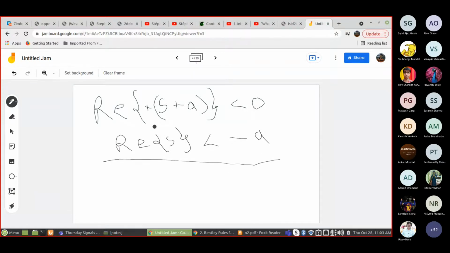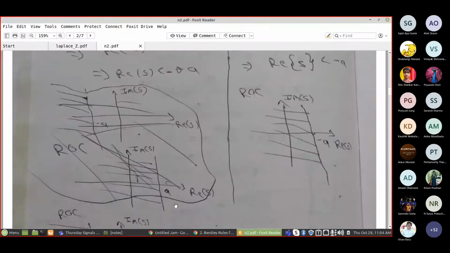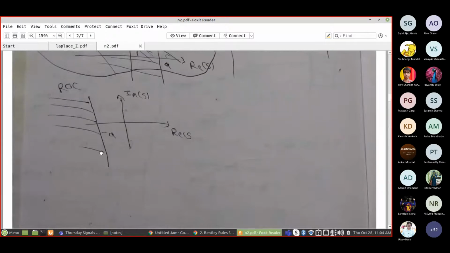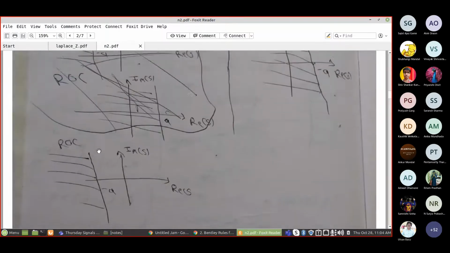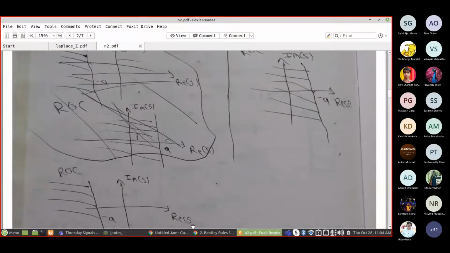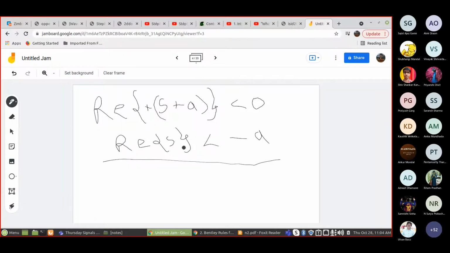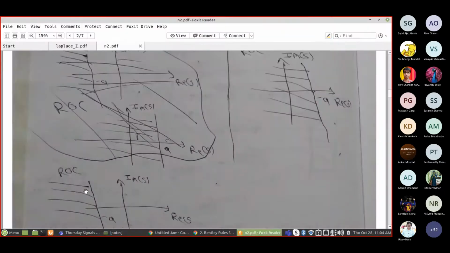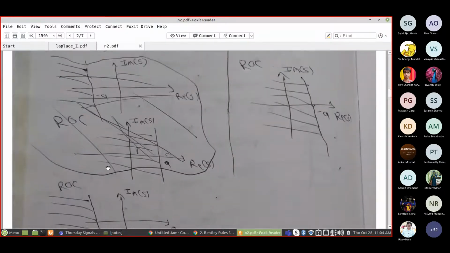These signs can be confusing. They are confusing for me, and they might be confusing for some of you as well. You just need to do it carefully. So this is the ROC. Since a was taken to be positive, minus a is in the left half. So the real part of s must be strictly less than minus a. This is the region of convergence for this case.